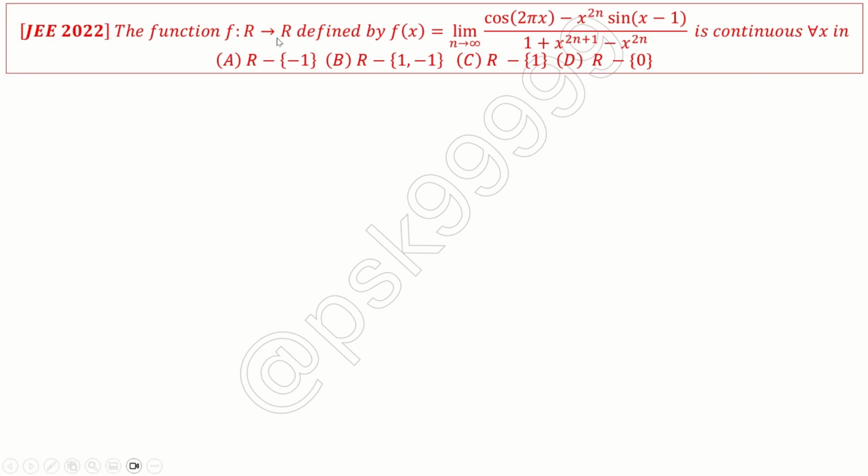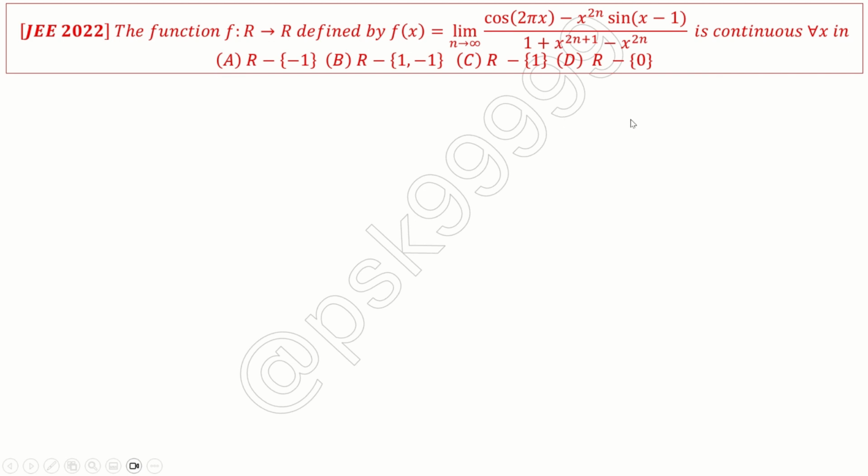The function f defined from R to R as limit n tends to infinity. Okay, note down this one. This is not x tends to infinity, this is n tends to infinity. Cos 2 pi x minus x to the power of 2n sine x minus n divided by 1 plus x to the power of 2n plus 1 minus x to the power of 2n is continuous for all x in. Okay, and options are given, which means he's asking at which points it is discontinuous.